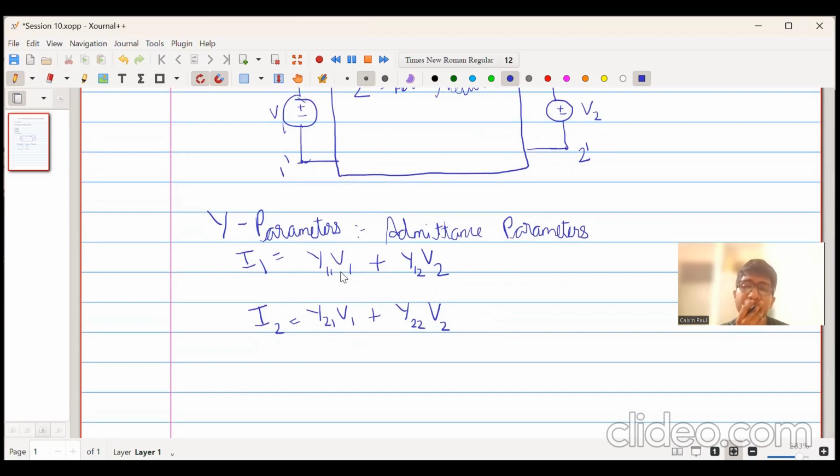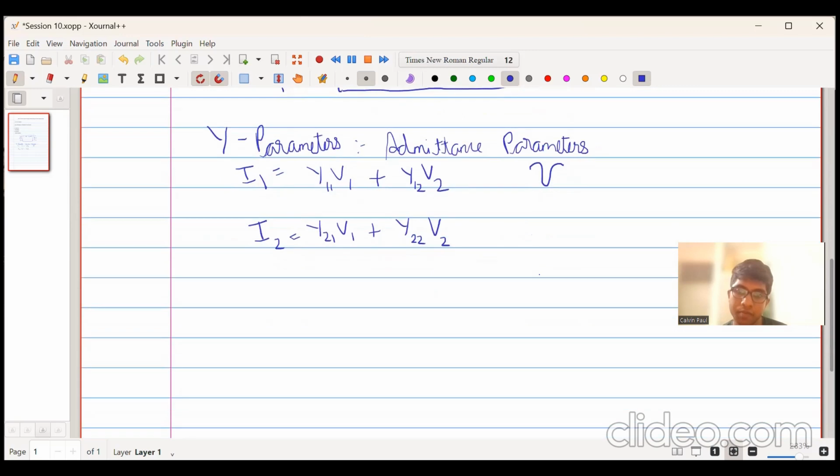As we observe, the dimension of these constants Y11, Y12, Y21, Y22 are in the units of admittance. That's why they are known as admittance parameters. That's why Y parameters are known as admittance parameters. And now we can represent them in the matrix format, which is a compact way of representing these parameters.